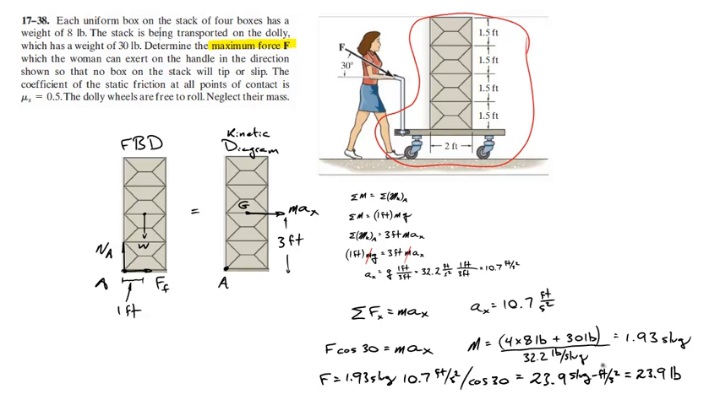A slug-foot per second squared is the same thing as a kilogram-meter per second squared, so you'd quickly convert that to newtons. But just like that, we can quickly convert this to pounds. So the final answer is just shy of 24 pounds. Anything more than that, the boxes would topple over.